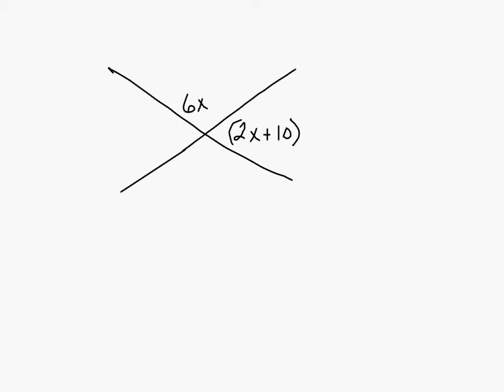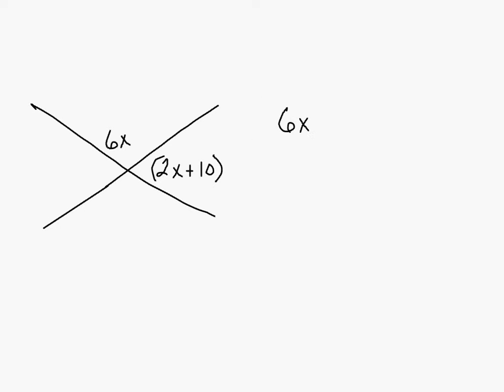If you're given this picture, and you're told that this was 6x and this is 2x plus 10. Now what kind of angles are you dealing with? What are they called? A linear pair. And what do you know about a linear pair? They sum 180. So you would set it up as 6x plus 2x plus 10 equals 180. And you would solve for x, right? Everybody all right with that?